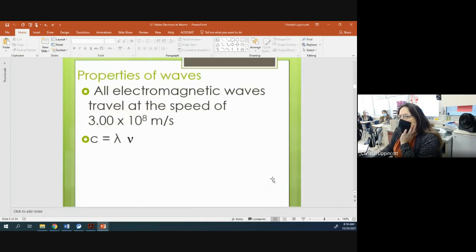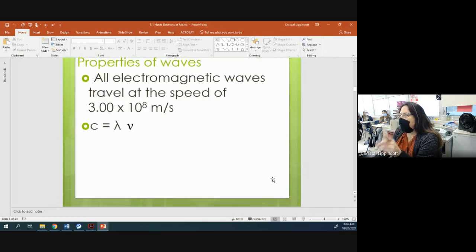All right, we're going to do problems next week using that equation. This C might be familiar to you. It's part of a very famous equation. Anybody remember that famous equation? Yep, E equals mc squared. And that's the same C that appears in that equation. It's the speed of light.